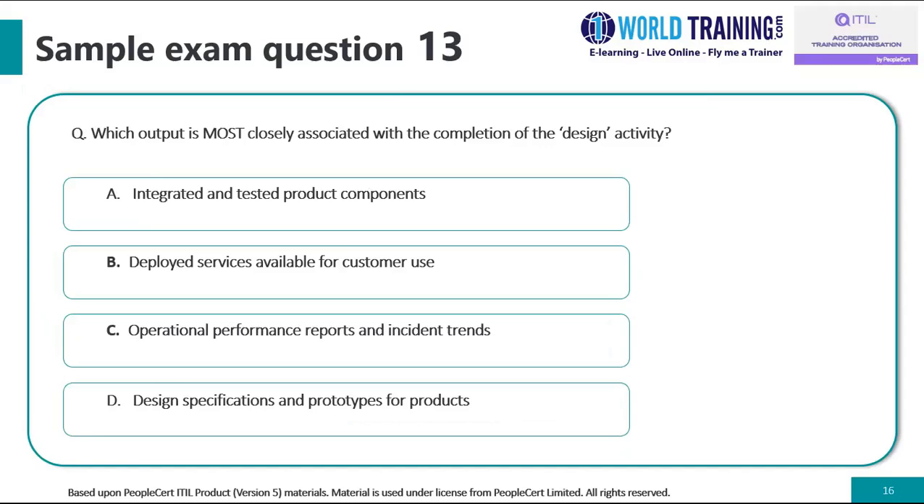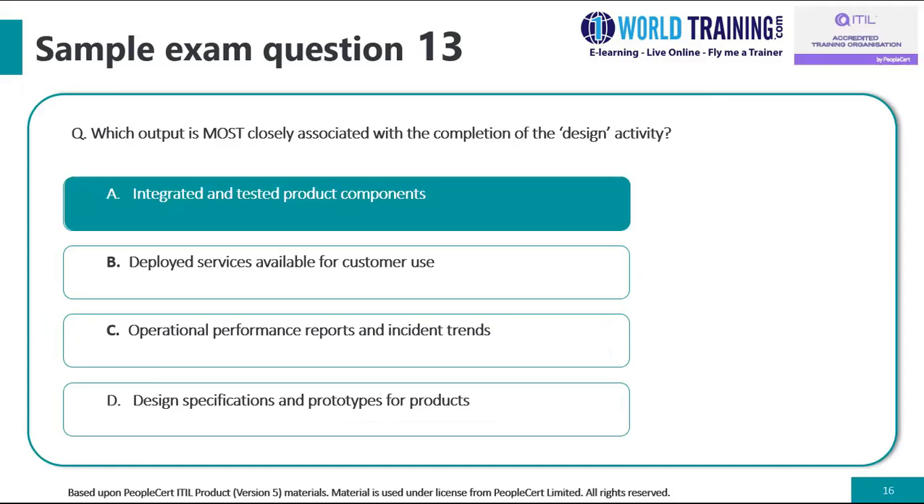Question 13. Which output is the most closely associated with the completion of the design activity? The correct answer is actually D, not A. Sorry for that. D, because design specifications and prototypes for products. This does give us an indication that the key outputs of design are product specifications and prototypes.